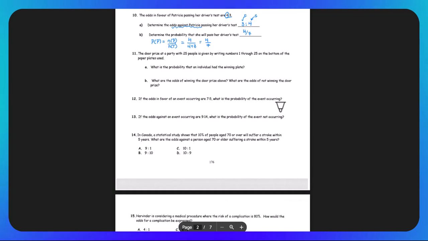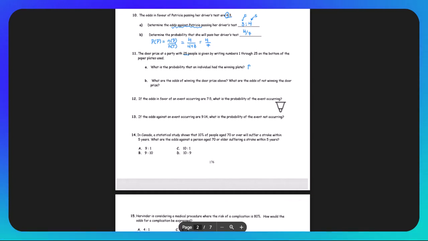Well, let's look at number 11 here. The door prize at a party with 25 people is given by writing numbers 1 through 25 on the bottom of the paper plates used. Okay, so what is going on here? You go to a party, they have paper plates, everybody gets one, and on the bottom, they put a number 1 through 25. So everybody has a different number. It says, what is the probability that an individual has a winning plate? So somebody draws one number out of 25.